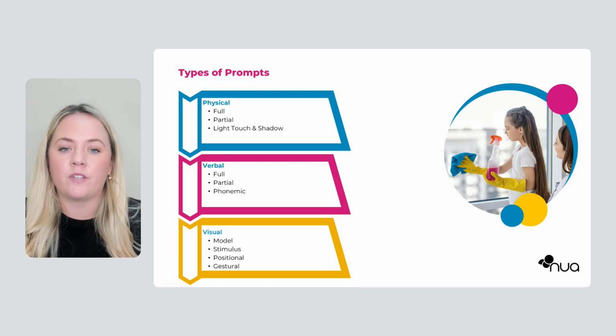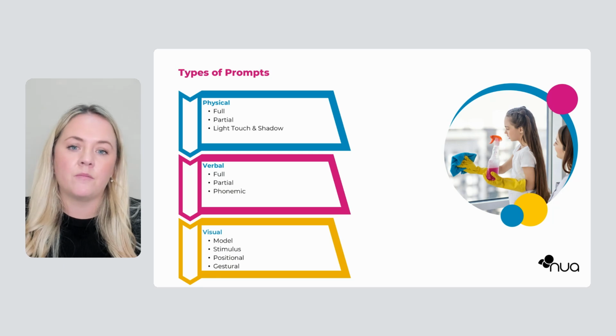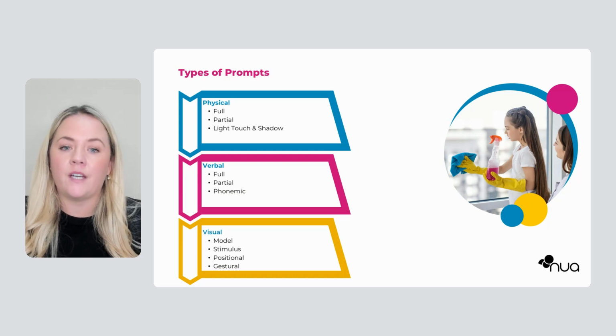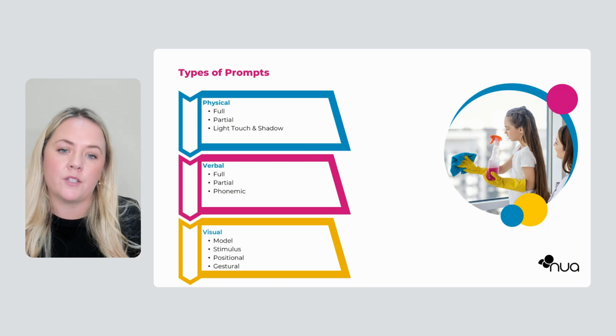With our verbal prompting, we have full verbal prompting, which is where we use the complete direction or the complete word if we're trying to model how to say something. So, for example, if we're trying to teach somebody to ask for juice, the full verbal prompt would be juice. A partial verbal prompt would be ju, and then phonemic, we might go j. So, we're trying to fade out the amount of the prompt that we're giving over time.